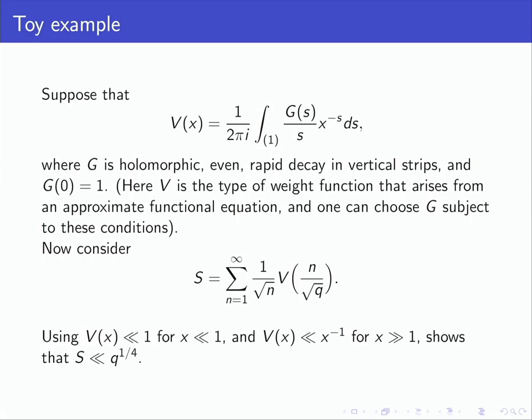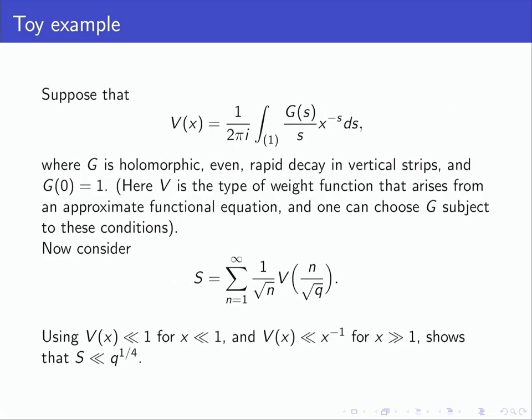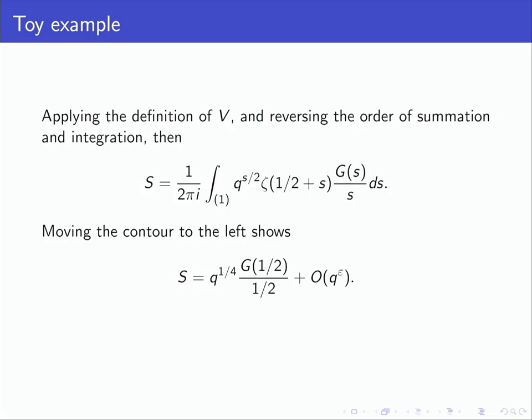Okay, so I mean, there's not much you can do. I mean, v is just this function. But what you can do to analyze this further is you could go back and just plug in the definition of v into the sum, and then reverse the orders of summation and integration. And what you get is this integral with zeta of a half plus s, g of s over s, and then times q to the s over 2. So now you do the usual thing, move it over to the left. There's a pole that you had at s equals a half, and that gives you exactly this q to the 1/4 times g of a half. And then if you just stop at epsilon, you get big O of q to the epsilon. That's what we want, is q to the epsilon.